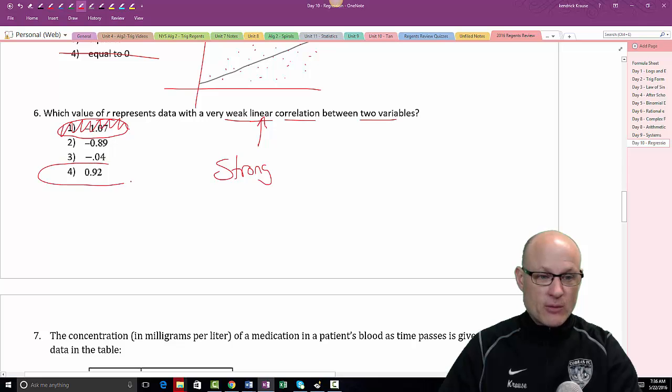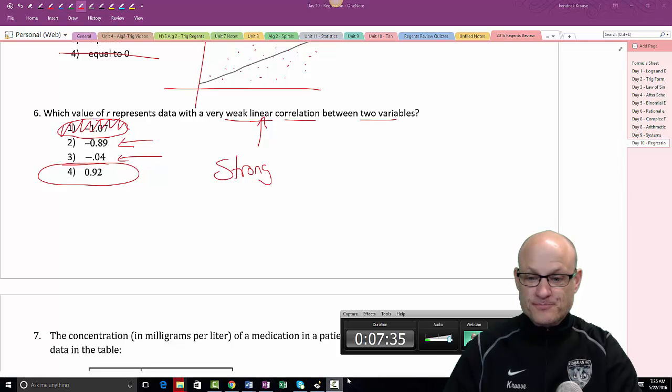And then the answer for strong positive would be this. The answer for strong negative would be this. And then no correlation would be that. All right, I'll be back.